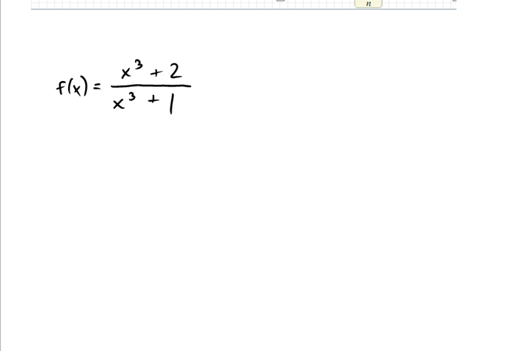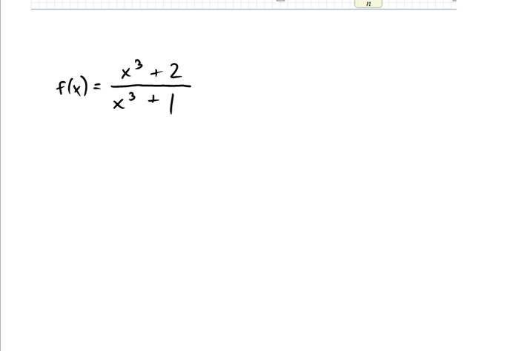The vertical asymptote is going to occur when the denominator equals 0. And this happens at the cubed root of -1, which is just -1. So x equals -1 is a vertical line. That vertical line represents the vertical asymptote of the function. For the horizontal asymptote, I'm going to show you a long way to do it and a short way.